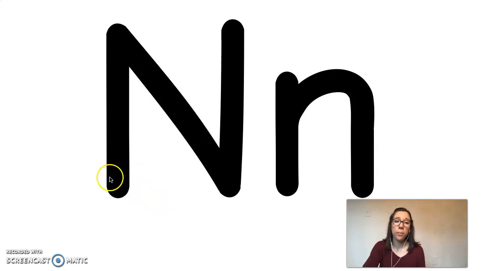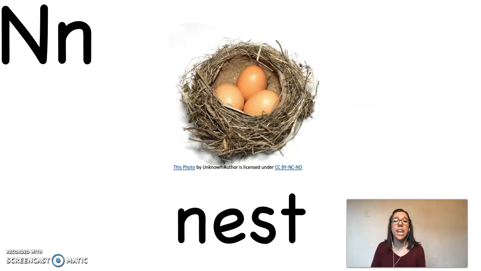N, to form the letter N, you start at the bottom and go all the way up as if you were making an M. You'll take a diagonal line down and then a straight line back up. To form lowercase n, you'll draw a straight line down and then double back to make that curve. N says n, as in nest.